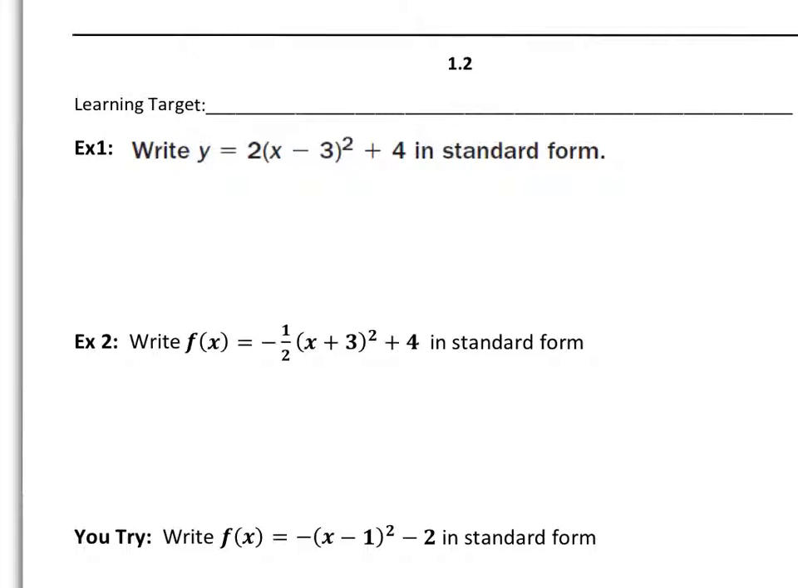In this video, our learning target will be to rewrite vertex form into standard form.